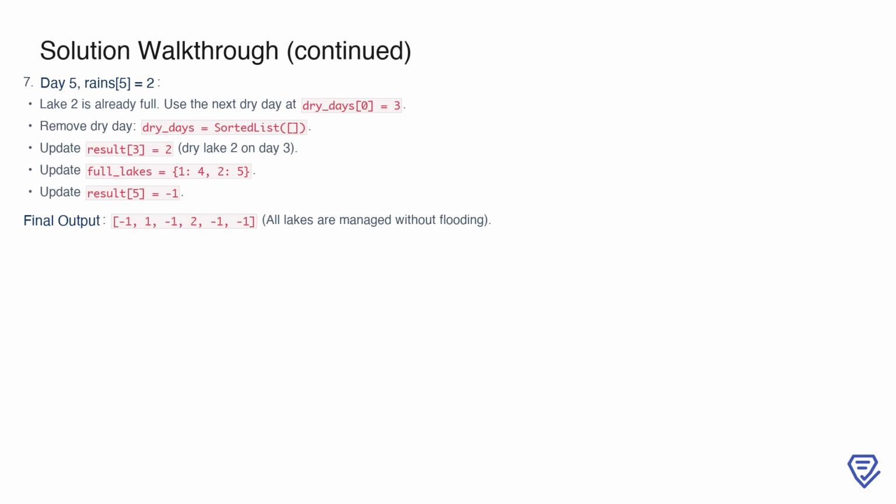With no flooding and all lakes managed properly, the final output is -1, 1, -1, 2, -1, -1. This output reflects that we successfully used the dry days to prevent any overflows, efficiently managing the lakes.